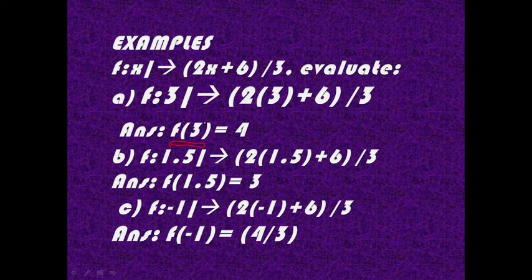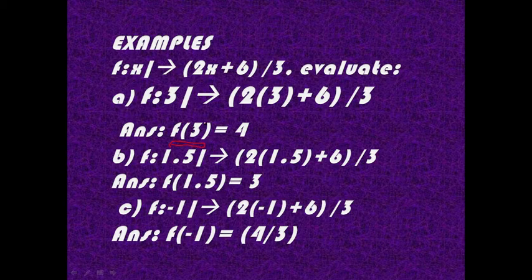So if we take f of 1.5, x is 1.5, so 2 into 1.5 would be 3, and 3 plus 6 is 9. 9 divided by 3 is 3. So the answer is f of 1.5 is equal to 3. Now the third part, or C, is f of minus 1. So that means x is equal to minus 1.